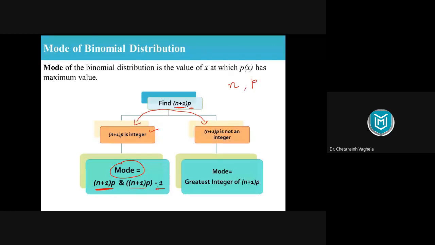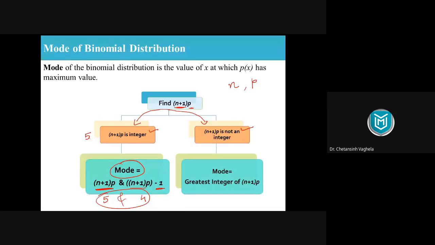अगर n plus 1 into p की वैल्यू मान लीजिए 5 आ रही है, तो आपके पास दो मोड हो गए, एक 5, एक 5 minus 1 माने कि 4. So in that case, we will have two different modes, n plus 1 into p and n plus 1 into p minus 1.